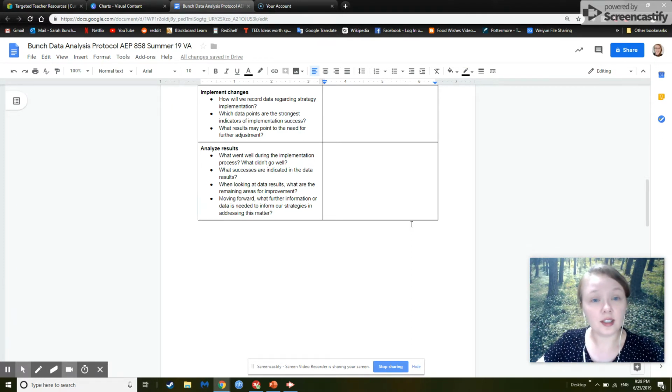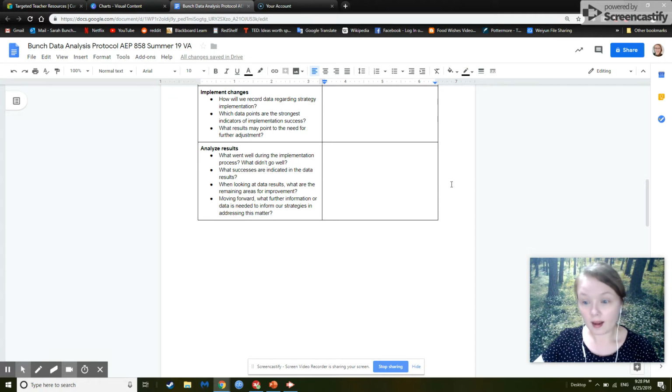What successes are indicated in the data results? And when looking at the results, what are the remaining areas for improvement? And finally, moving forward, what further information or data is needed to inform our strategies in addressing this matter? So essentially, what further data do we need to collect to more effectively address the issue that we're trying to solve?